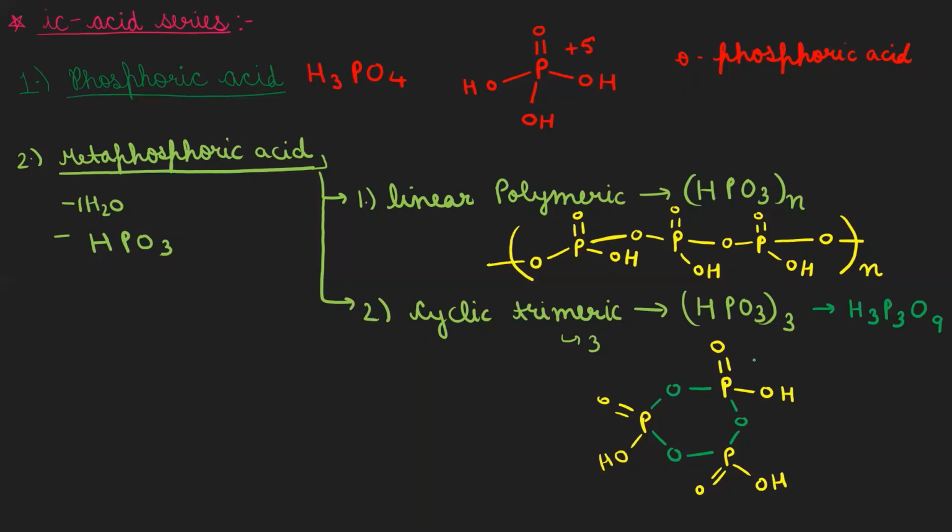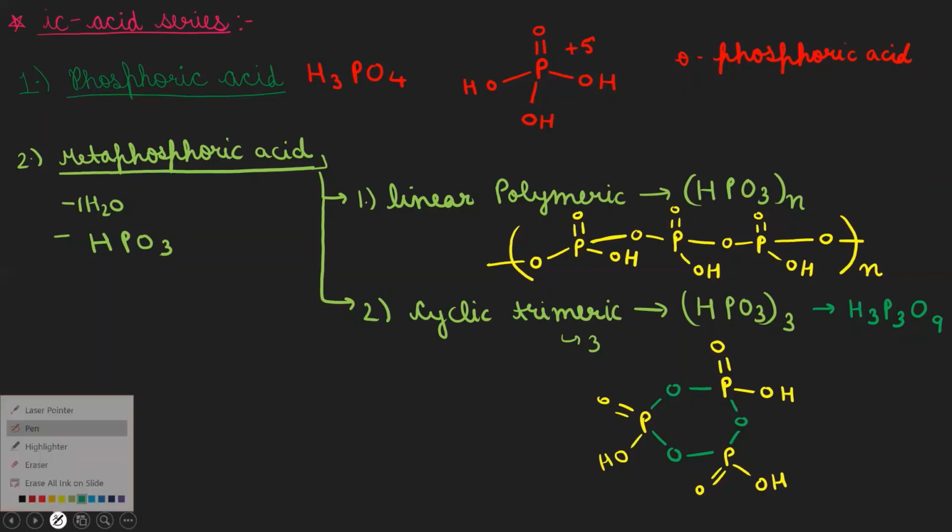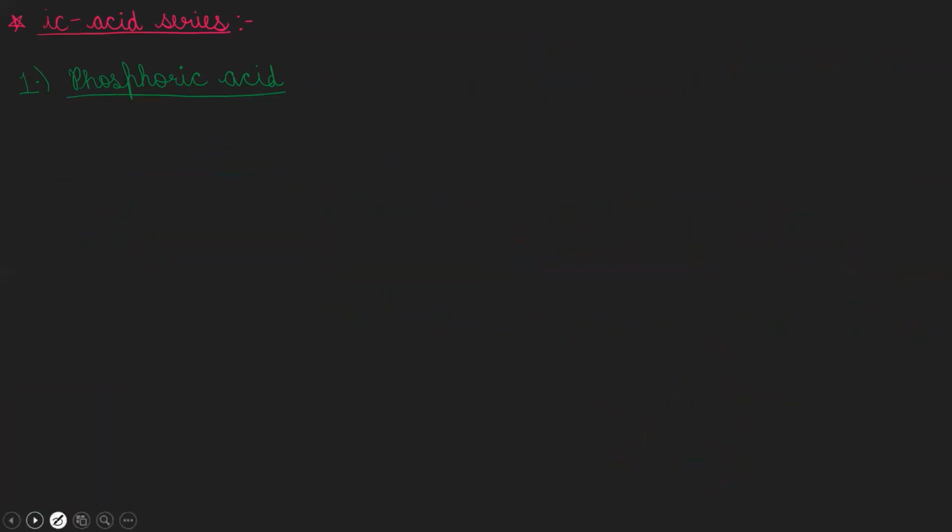अब इसको कंफर्म करने के लिए हम एक बार काउंट कर लेते हैं। देखो H3, P3, ऑक्सीजन 9 होने चाहिए, 1 2 3 4 5 6 7 8 9। सो दिस इज द स्ट्रक्चर ऑफ अ मेटाफॉस्फोरिक एसिड। नाउ लेट अस सी द other acid of this series, which is the pyrophosphoric acid.